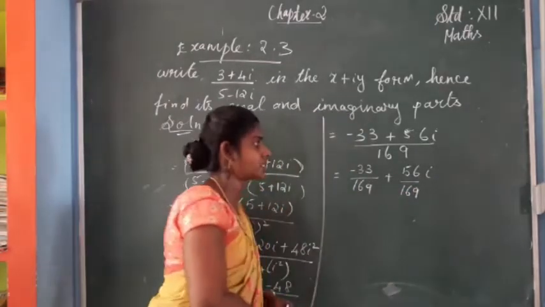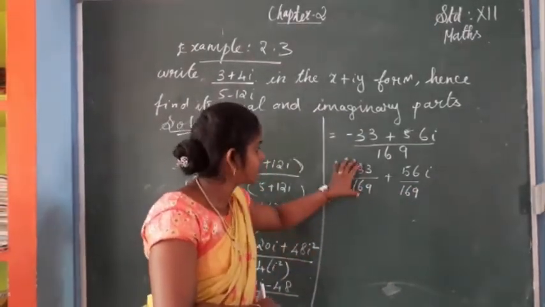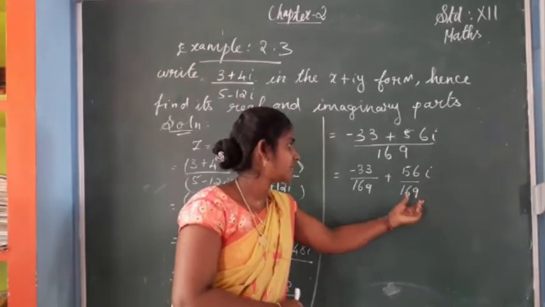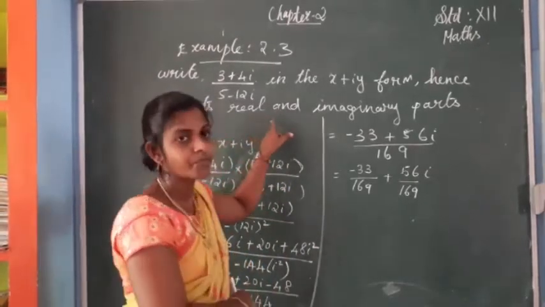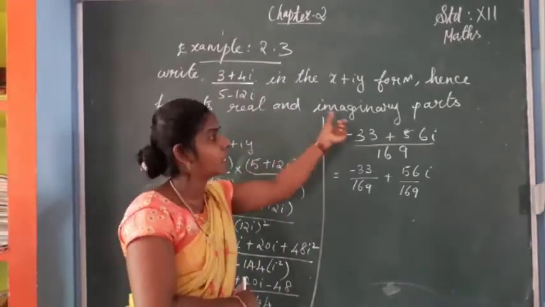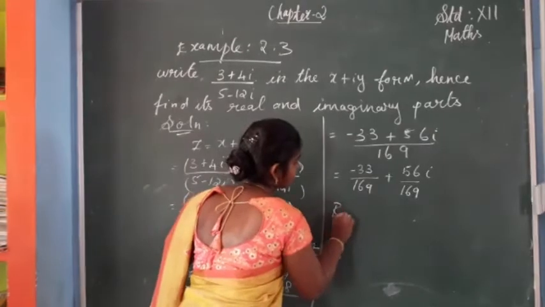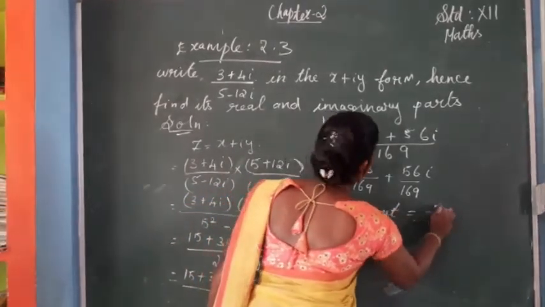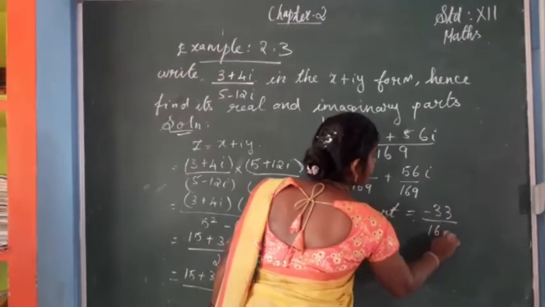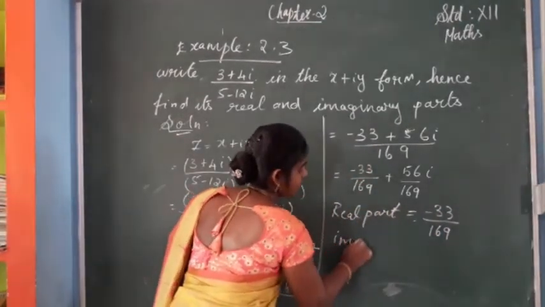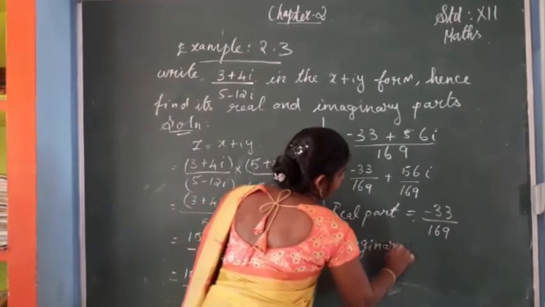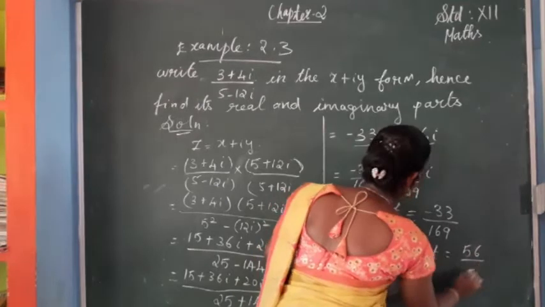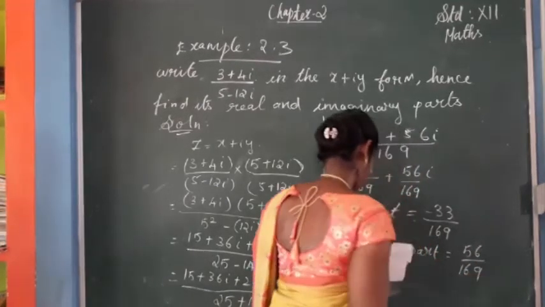Which is the real part and which is the imaginary part? The first part is real, and if you have the i part, that is the imaginary part. In the question, what did they ask? Real part and imaginary part. So real part is equal to minus 33 divided by 169 and imaginary part is equal to 56 divided by 169.